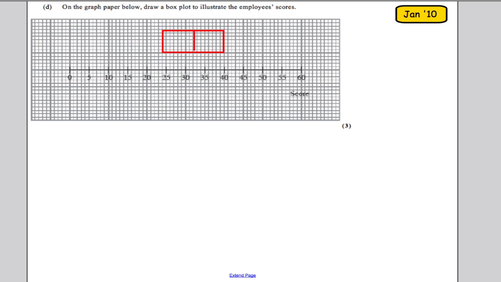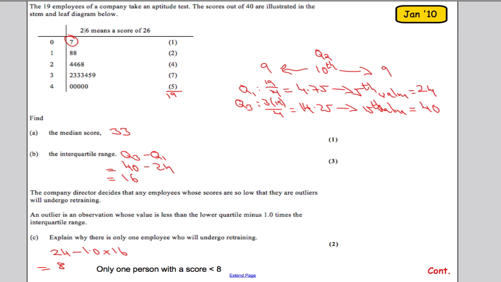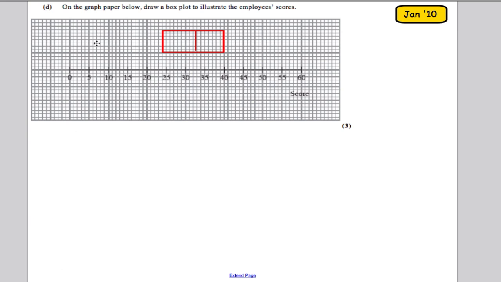Now that's not close enough for my liking. With your box plots in the exam, make them as accurate as possible. I also know that there is an outlier that was 7. This was an outlier, and we always mark our outliers with a cross. So 5, 6, 7. So a red cross here to indicate my outlier.